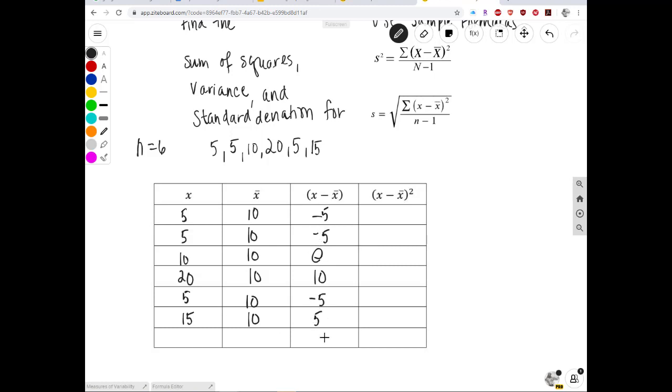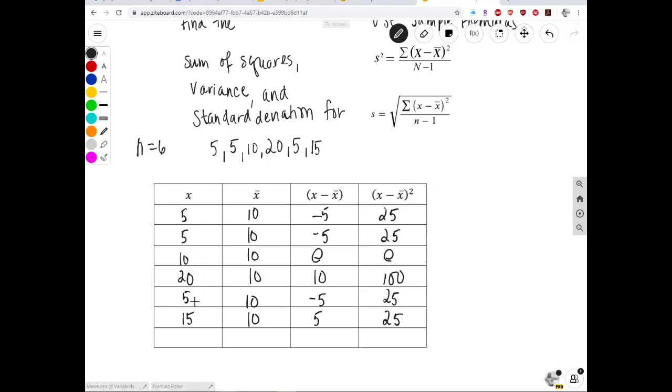Now I'm going to square these deviations from the mean. So negative 5 multiplied by negative 5 is positive 25. 0 times 0 is 0. 10 times 10 is 100. Negative 5 times negative 5 is positive 25, and 5 times 5 is positive 25. These are my squared deviations.